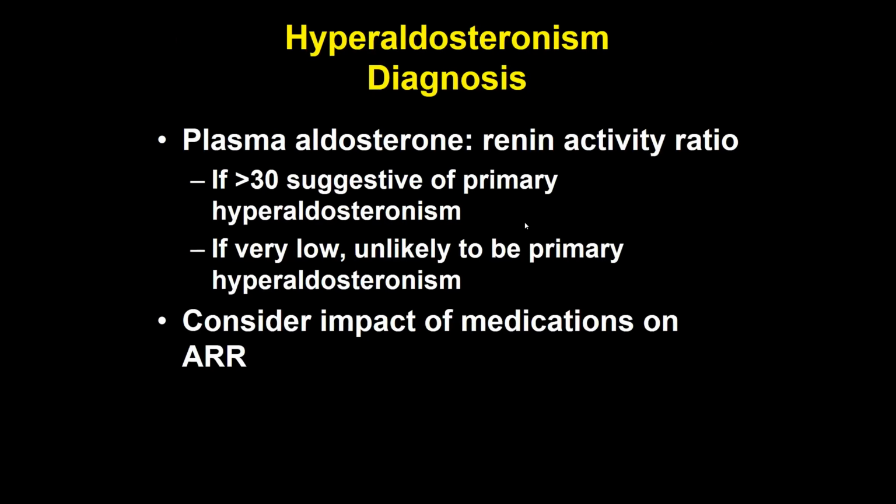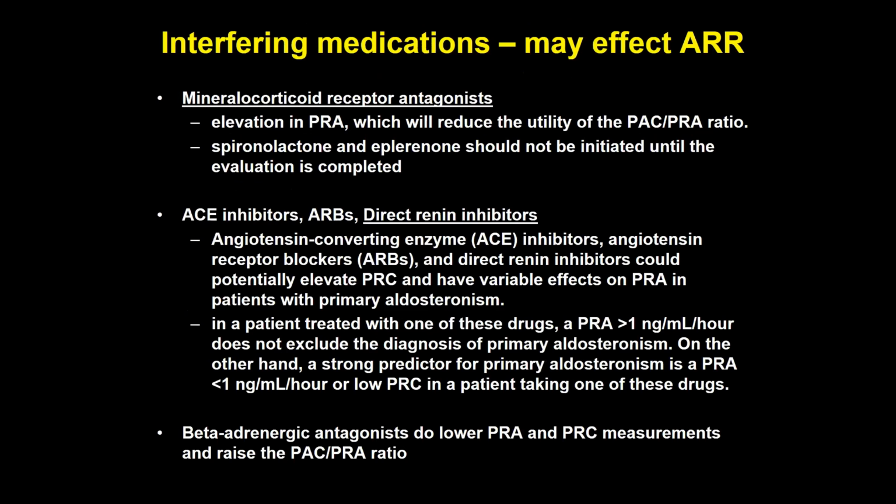If we look at the aldosterone-renin ratio, if it's greater than 30, it tends to be strongly suggestive of primary hyperaldosteronism. If it's lower than that, it's much less likely. It's always good to think about how medications may impact this ratio. We know that there are a few medications which can cause false negatives, so it's good to talk through that.